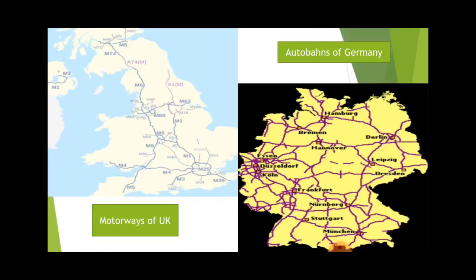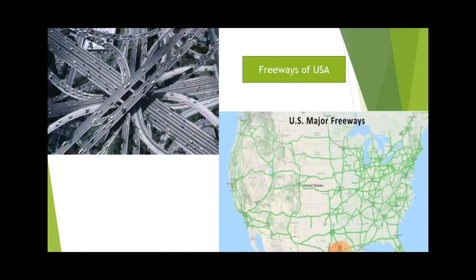These roads are known by different names in various parts of the world, like motorways in the United Kingdom. You can see the United Kingdom in the first picture. There the highways are known as motorways. In Germany it is known as autobahns. So these are the highways, named differently in different parts of the world. The next is freeways in the USA. Now you can see the network of roads that you can observe.